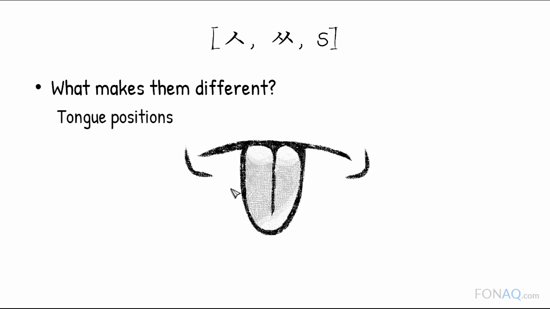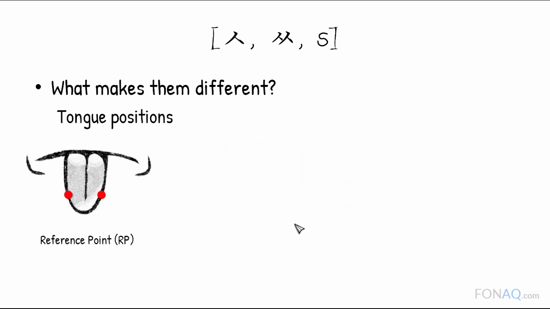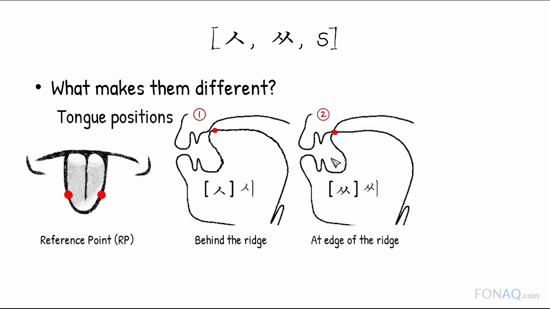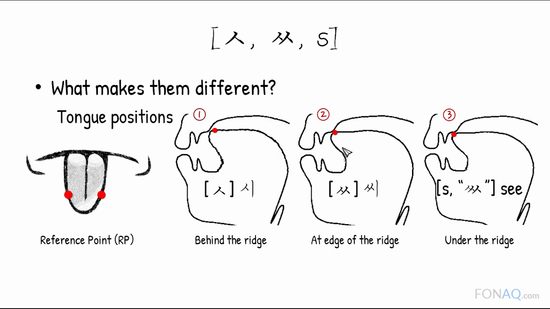To make it easier to understand, let's give this tongue a reference point and see how its position changes for each phoneme. For Shio, as in she, this reference point is located behind the ridge. For Sangshio, as in she, RP moves forward a bit to the edge of the ridge. And as for S, as in C, RP approaches even closer to upper teeth, staying under the ridge.